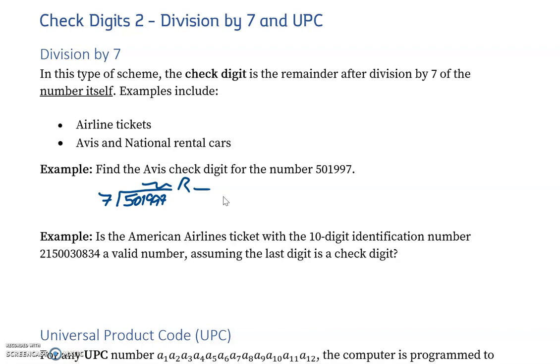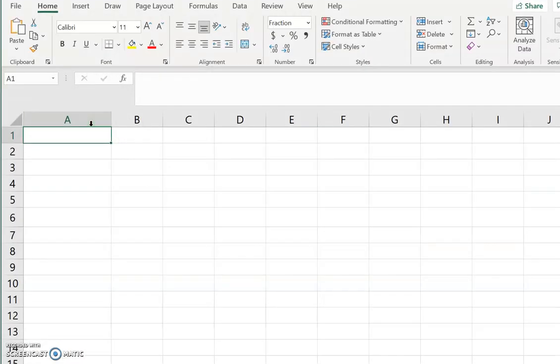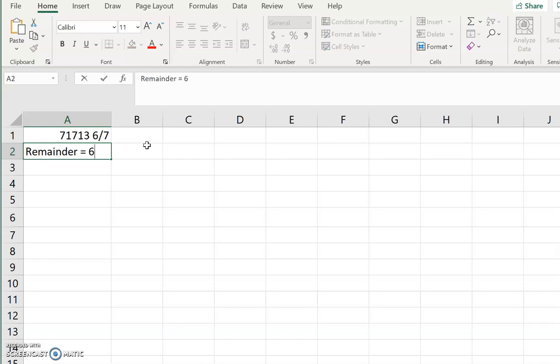That was fine for the smaller numbers we did before. I don't know that I really want to be doing that with these larger numbers here. So we said, well, one thing we could do is type equals 501,997 and then divide by 7. This one I had formatted from before so that it got to a mixed number. So I don't care about the 71,713, I would just care about the 6 over 7, the 6 part of this. So the remainder is 6. That should be my answer.